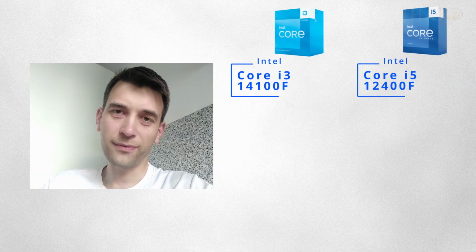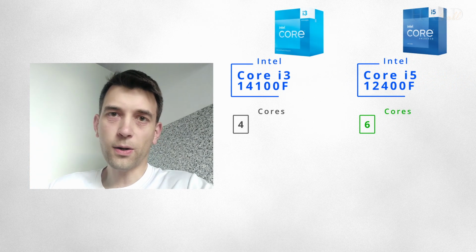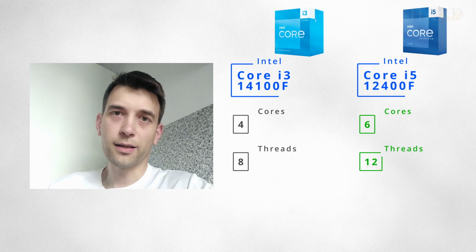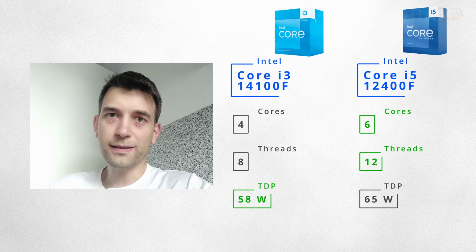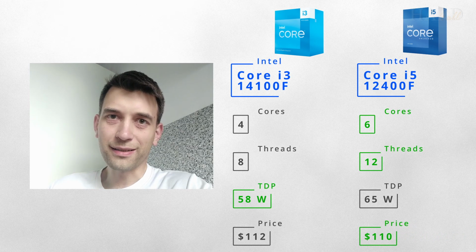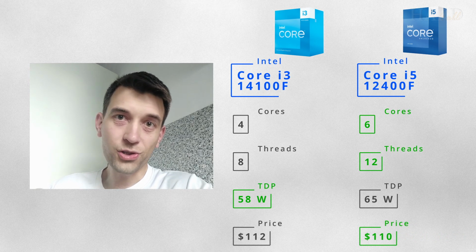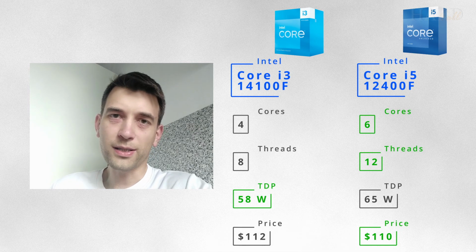There are two very different processors. The i3-14100F has only 4 cores and 8 threads. The i5-12400F has 6 cores and 12 threads. And at the same time, the second processor now is cheaper. So which of them is better in 2024?